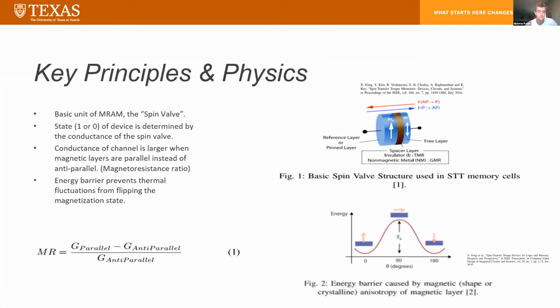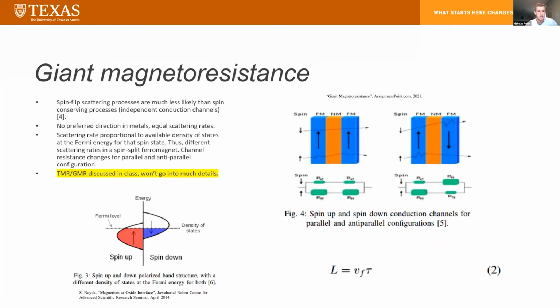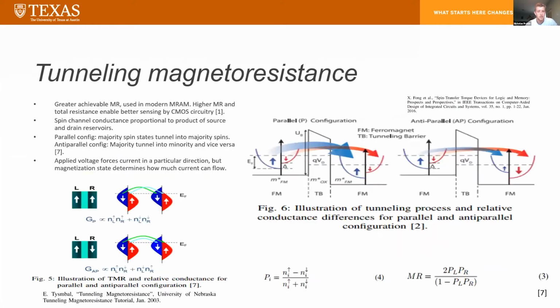And of course, the free layer also has an energy barrier height that prevents thermal fluctuations from randomly flipping the state. I'm not actually going to discuss the magnetoresistance effects too much since we're going over this in class. The main thing I want to mention is that for the TMR effect, we basically have the highest achievable MR ratios. So it's what's actually used in modern STT-MRAM.